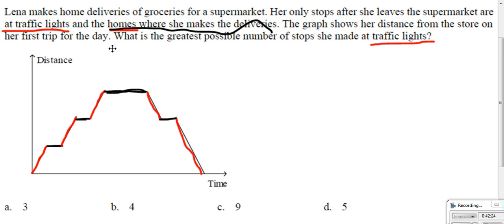So, how many do we have? We have one traffic light. We have two traffic lights. We have 3 traffic lights. So A is your answer. That's the greatest number of stops she made at traffic lights.